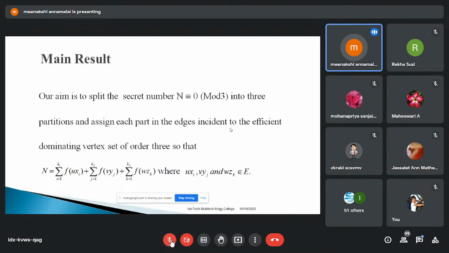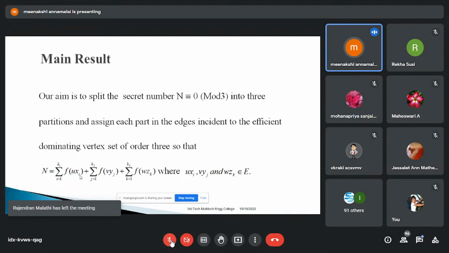Okay, so show that n is equal to summation i equal to 1 to k1 f of u xi plus summation j equal to 1 to k2 f of v yj plus summation k equal to 1 to k3 f of w zk, where u xi, v yj, and w zk belong to E. That's the meaning: for the vertex u, the neighbors are xi, for v the neighbors are yj, and for the vertex w the neighbors are zk.